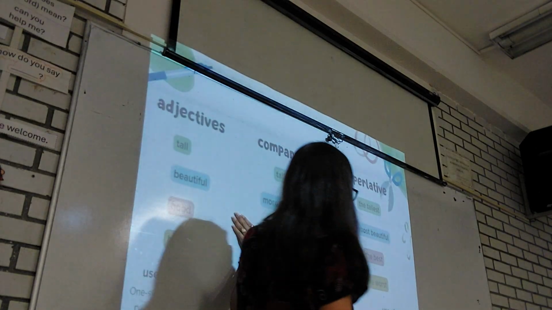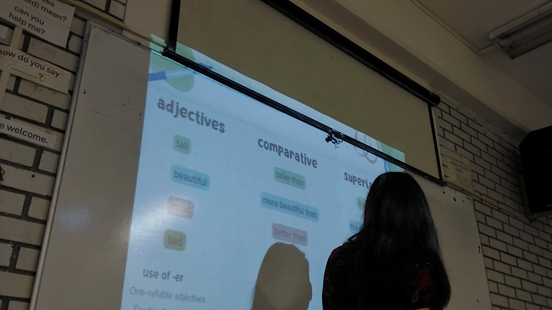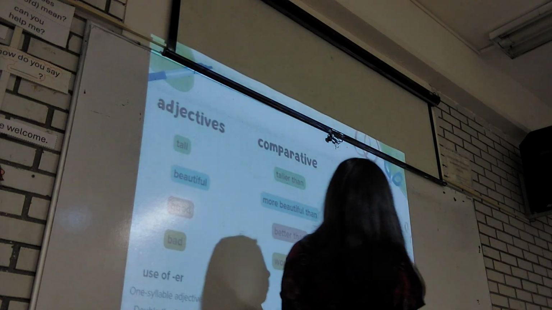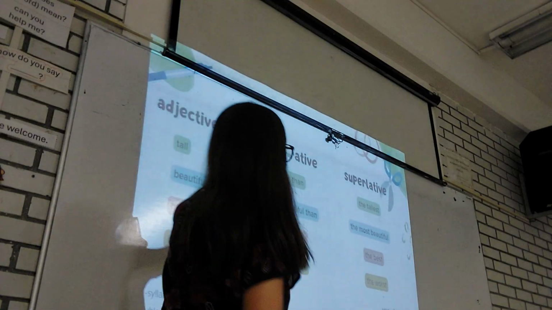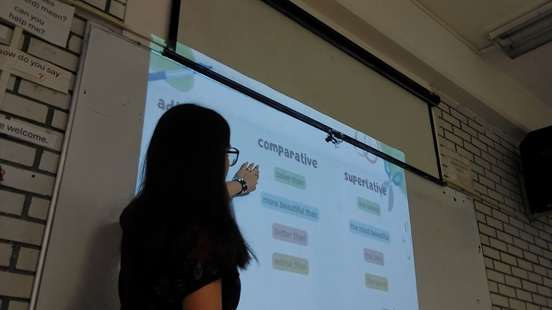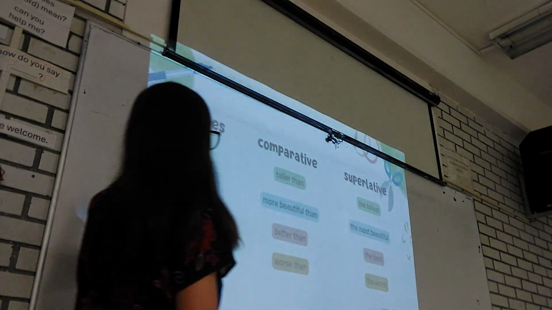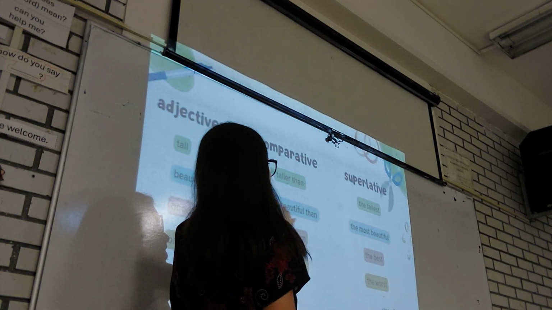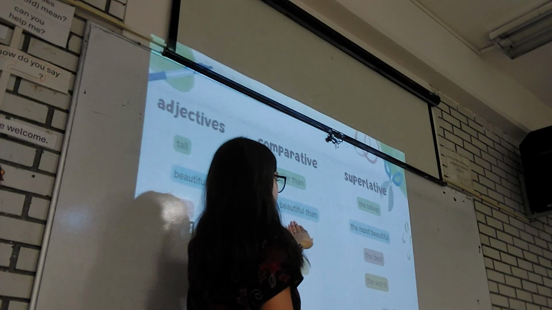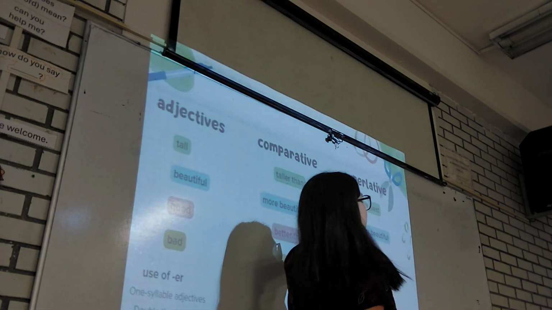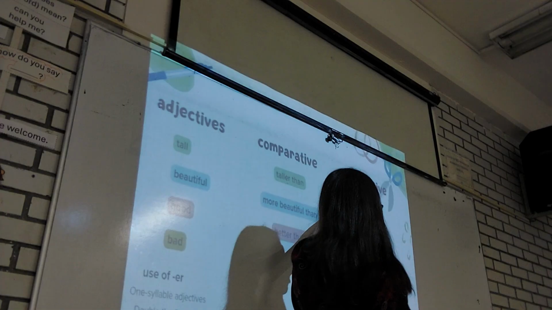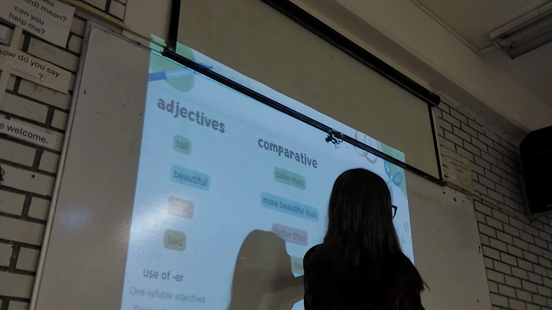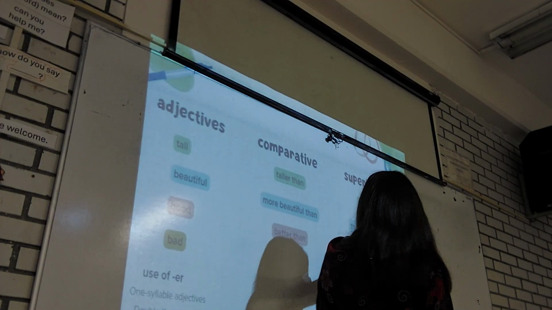So then most other 2-syllable adjectives. More is for comparative. If you have a word like beautiful, you don't say beautifuler, you say more beautiful. But if you have the same word for superlatives, you don't say more beautiful, you say the most beautiful.